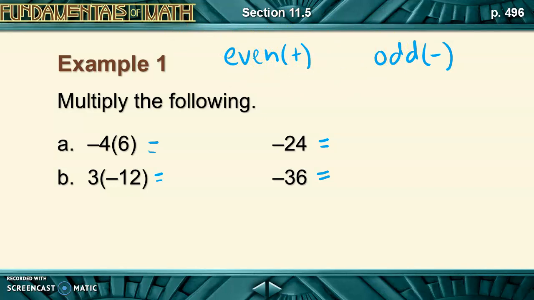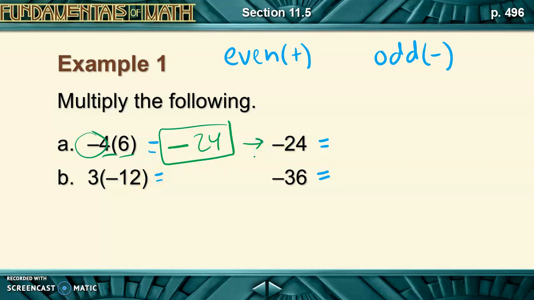Let's look at this answer right here. Negative 4 times 6. How many negative signs do I have? I have one negative sign. That's an odd amount, so the whole answer is negative. Then all I do is multiply 4 times 6, which is 24. And that's my answer.